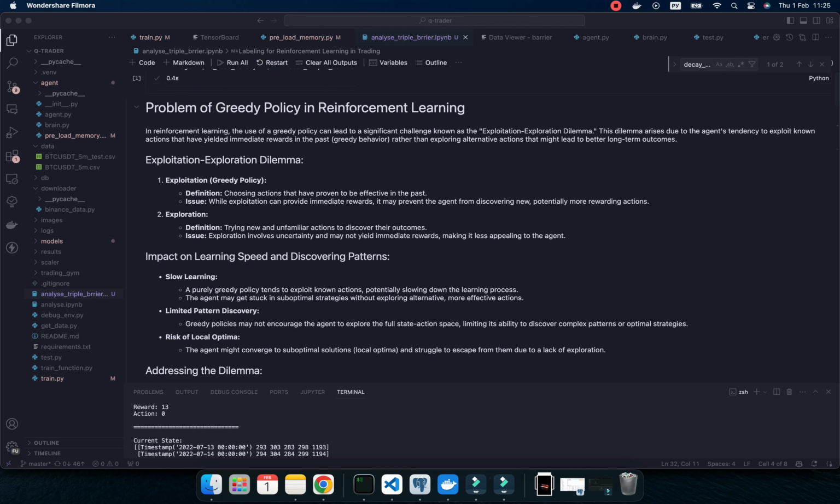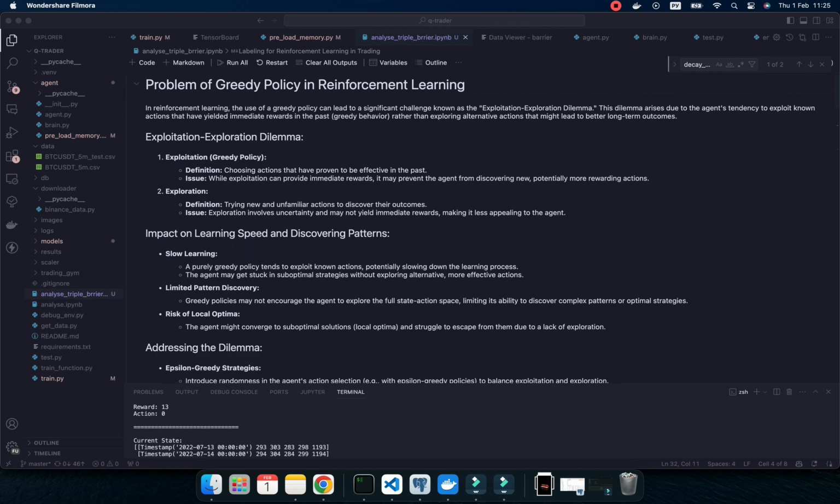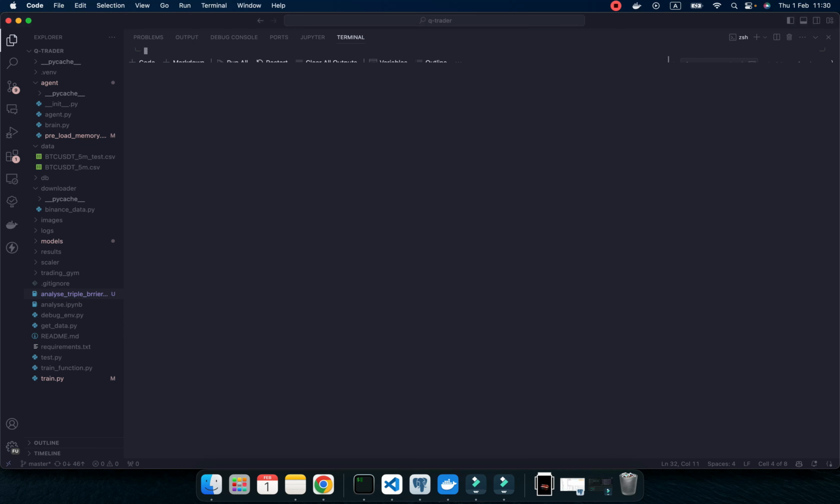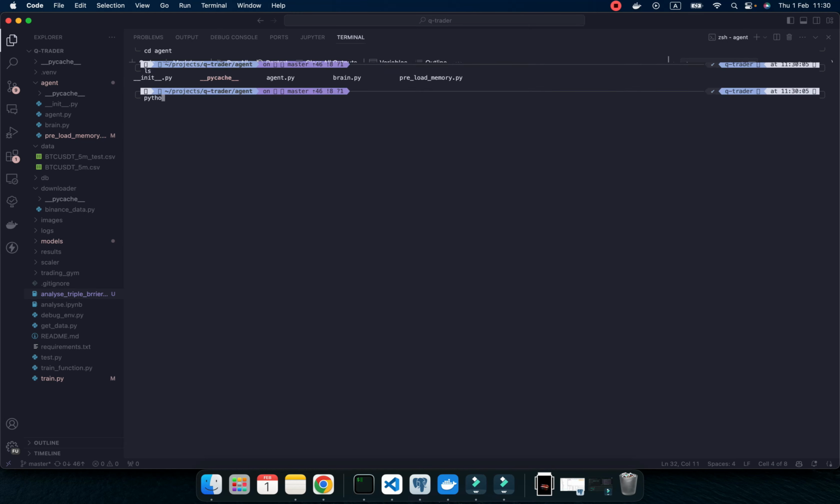Hi guys, today we will be talking about the problem of the greedy policy in reinforcement learning algorithms. To solve this problem, I preloaded the memory for the reinforcement learning agent. Let's see how it works. I'll just run the script and we will look at the console where states and rewards are created.